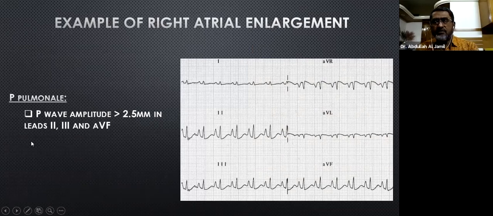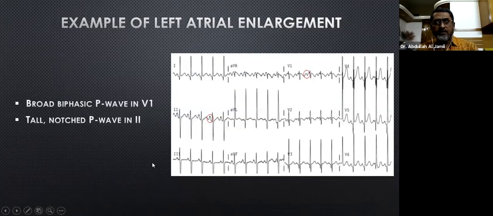This is an example of right atrial enlargement. You can see the tall peaked P wave is near about 4 millimeter, what is called P pulmonale, in leads 2, 3 and aVF. And this is left atrial enlargement. The terminal part of the P wave in V1 is deep and wide, and it is notched. There's a small notch in the tall peaked P wave in lead 2.